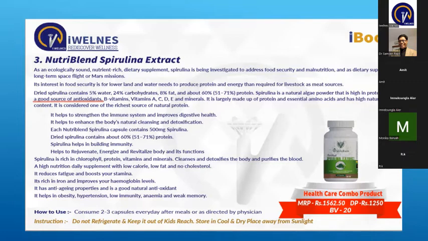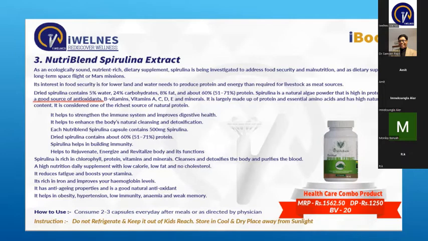Where is beta carotene available? It is available in our carrot, in our beetroot, in all our dark fruits and dark vegetables, especially dark colored vegetables and fruits. What is the difference between taking fruits and vegetables and taking spirulina? Spirulina contains an antioxidant called beta carotene, which is available richly in spirulina.